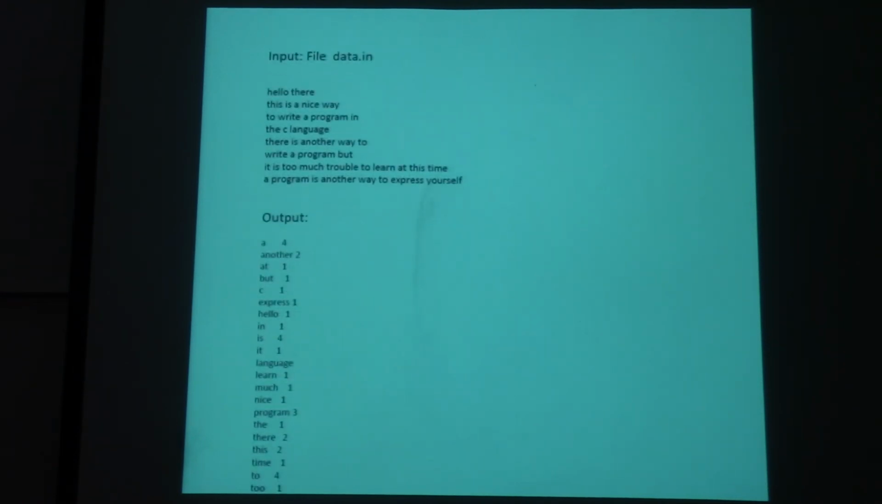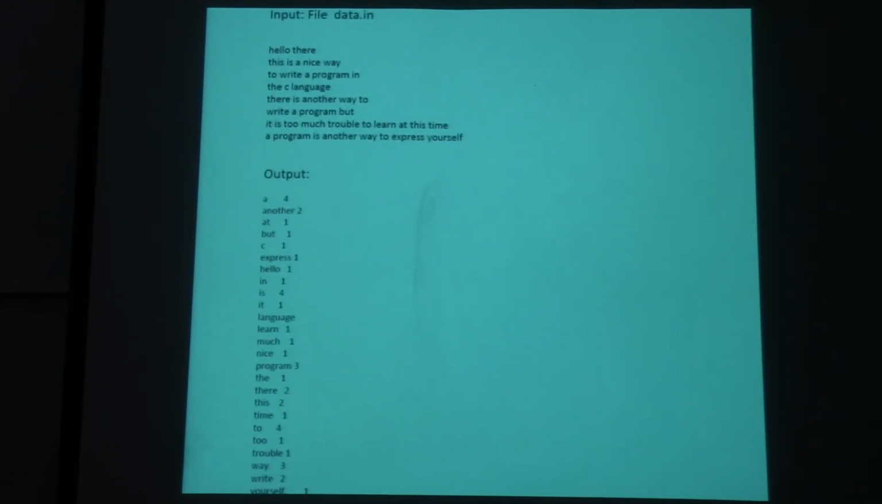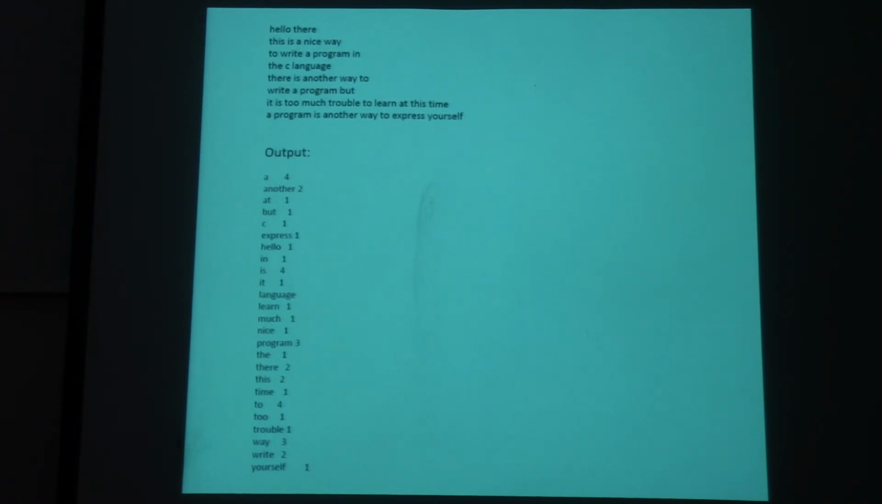Here's what it looks like when you run the program. So this is the input file, data in, okay? And here's the file. So: hello there, this is a nice way to write a program. Okay, so you see what's going on here? This is the output. Do you see how that works? What did we just do?